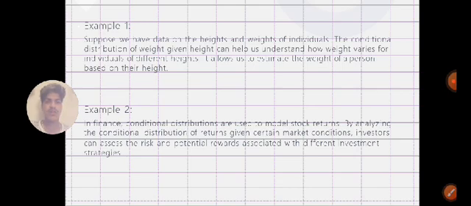Example 2. In finance, conditional distributions are used to model stock returns. By analyzing the conditional distribution of returns given certain market conditions, investors can assess the risk and potential rewards associated with different investment strategies.